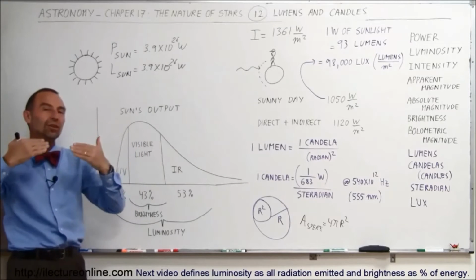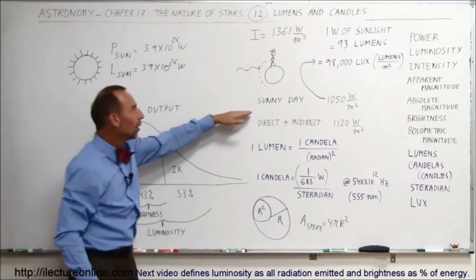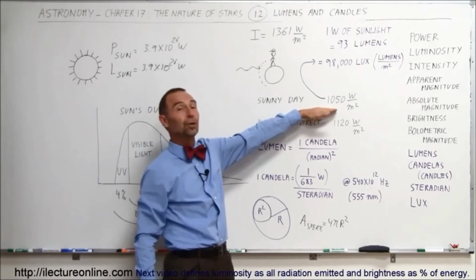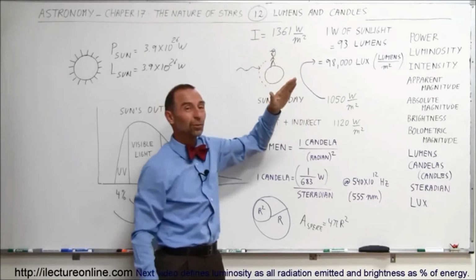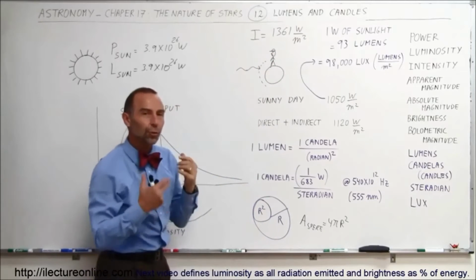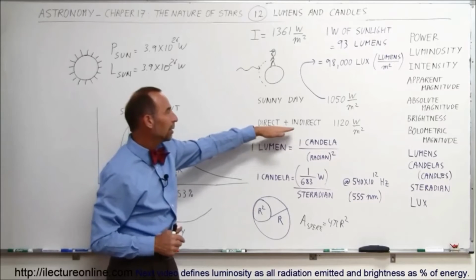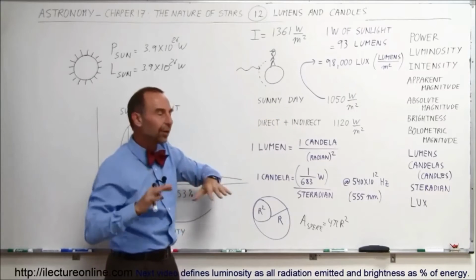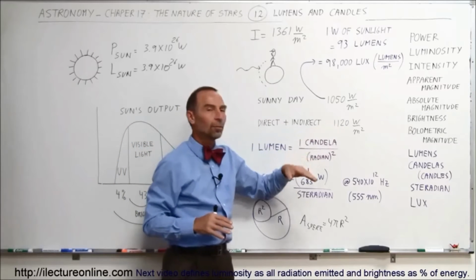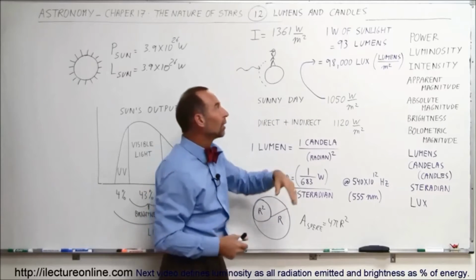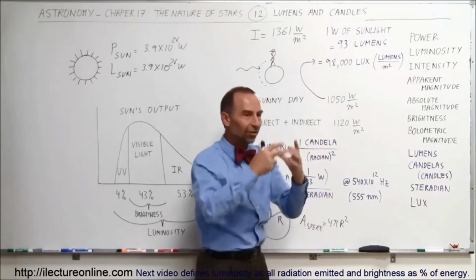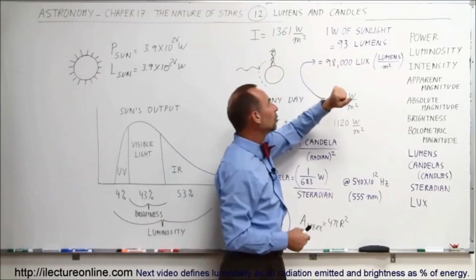When that sunlight is received on the Earth, it makes it through the atmosphere, but a portion of it doesn't make it through. So only about 1,050 watts per square meter out of the original 1,361 watts makes it to the surface of the Earth directly from the direct sunlight. A little bit more of it makes it through the scattering, also reaching the surface. But if we only take the direct sunlight and convert that to brightness, we can say that 1 watt of direct sunlight produces 93 lumens.